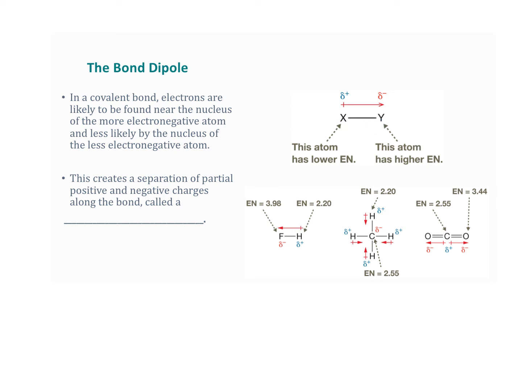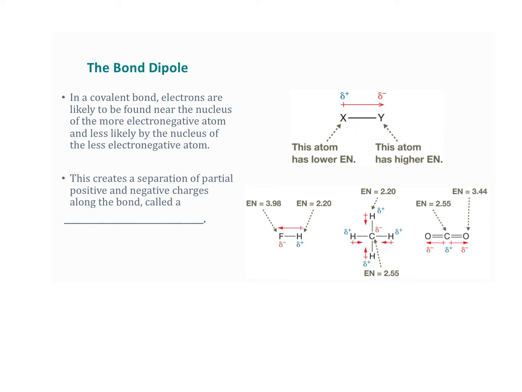If the evil big sister is going to break a cookie, then she's more likely to break off a bigger chunk of the cookie for herself. That's kind of like electronegativity. This atom here has a higher electronegativity. It's going to pull those electrons over.